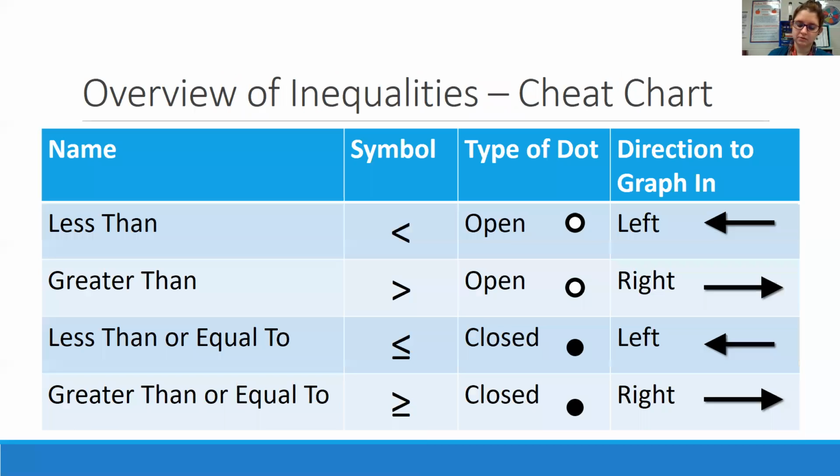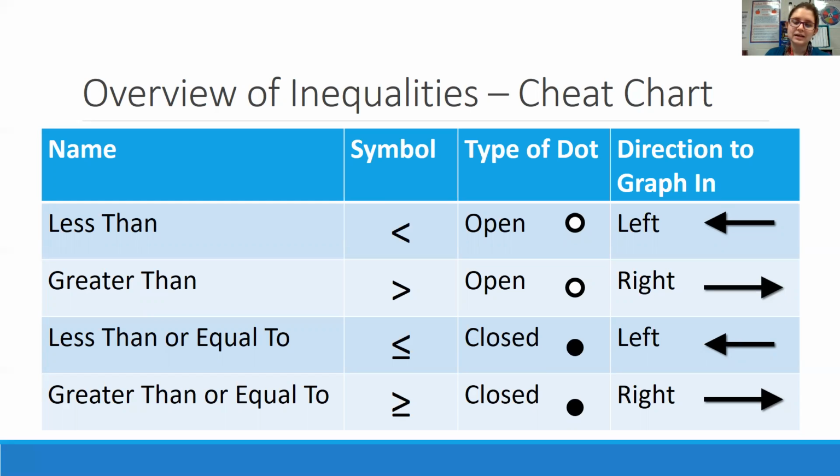The next screen is one of my favorites. This is my overview of inequalities, or my cheat chart. And this shows us all of our different types of inequalities. It shows what type of dot is used, and it shows which direction we graph in. So if it is a less than, we use an open dot and we shade to the left. If it's greater than, we use an open dot and we shade to the right. Less than or equal to uses a closed dot and shades to the left. And greater than or equal to uses the closed dot and shades to the right.